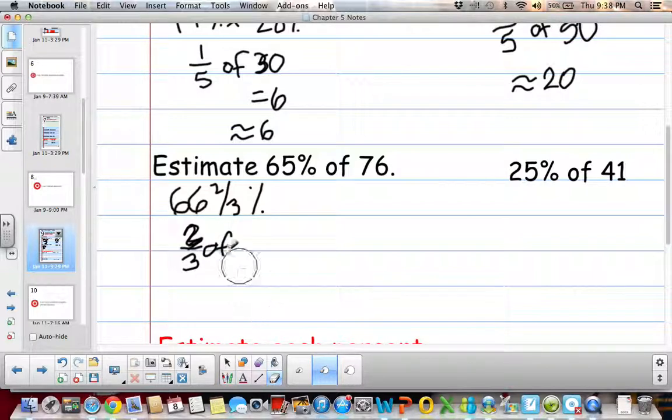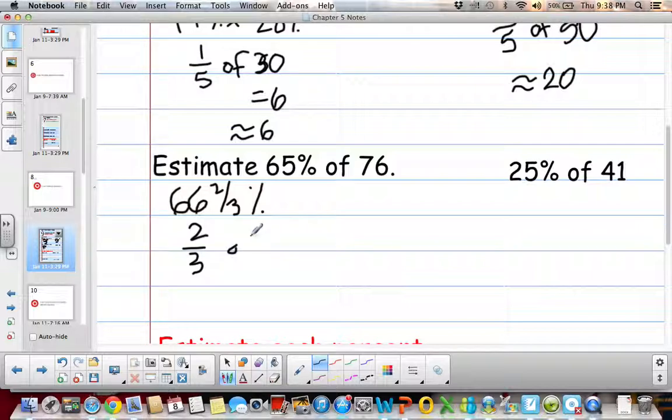Holy moly. Let's erase this and rewrite that. 66 and 2/3% is 2/3. There we go. Okay? So now 2/3 of. We want to find a number that is close to 76 that is compatible with 3. That is going to be compatible with multiplying by 2 and then dividing by 3. And we know that 75 can be divided by 3.